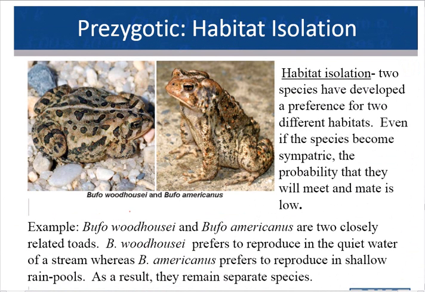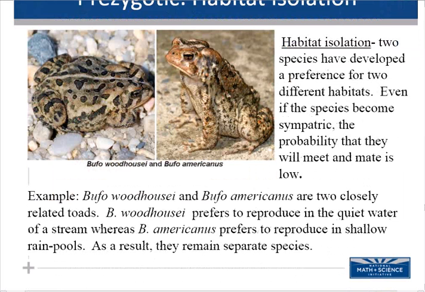A good example here would be these frogs. They might live in the same forest, but one reproduces in the water of a stream, whereas the other reproduces in shallow pools of rain. Because they're laying their eggs in different locations, they would never ever breed with one another, even though they live in the same physical area. Okay, so that's habitat.